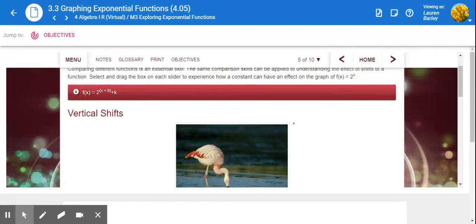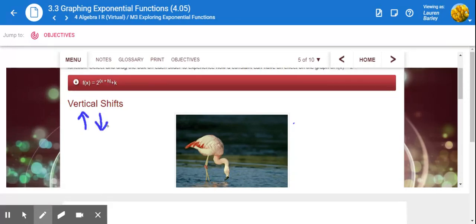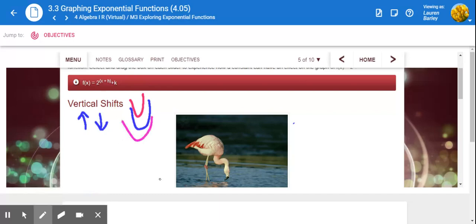All right, let's talk about shifting the graphs. I understand that these formulas look super crazy, but they're really not that bad. Okay, a vertical shift. Remember, vertical is something that goes up or down. If we're going to shift our graph up, or we're going to shift it down, it means we're going to take this function, whatever it is, however it looks, and we're going to move it up. Or we can take the same function and move it down.